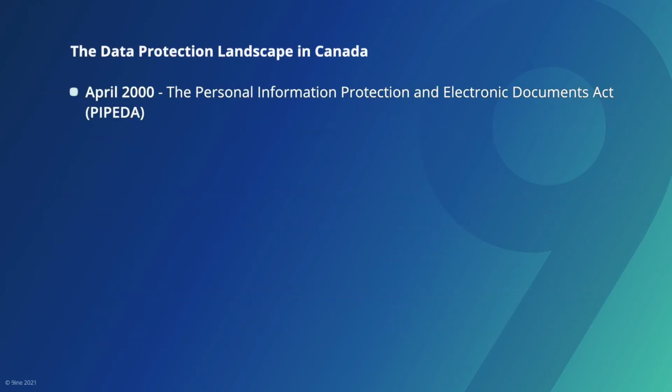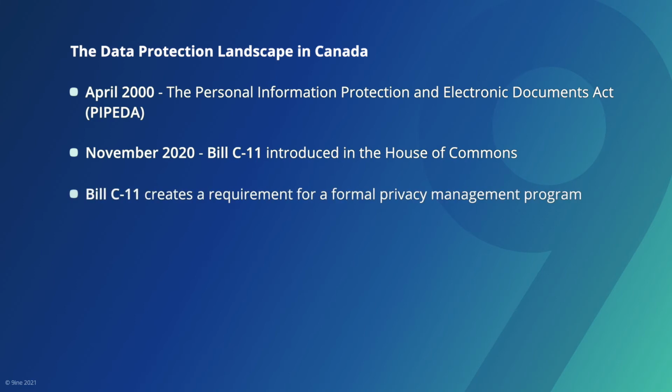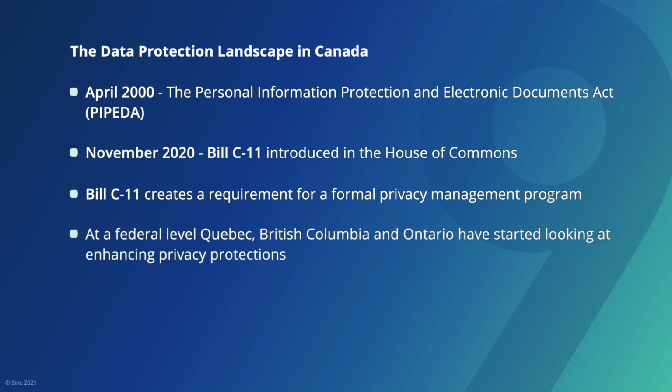Things are changing, in Canada in particular. In November 2020, Bill C-11 was introduced in the House of Commons of Canada, which proposed some significant changes to the rights and responsibilities, including within the existing federal private sector privacy law, called PIPEDA. Among other things, if Bill C-11 becomes law, it would create a requirement for organisations to maintain a formal privacy management programme. In addition to Bill C-11, at the federal level, several provinces also started looking at enhancing privacy protections in 2020 as well, including Quebec, British Columbia, and Ontario.